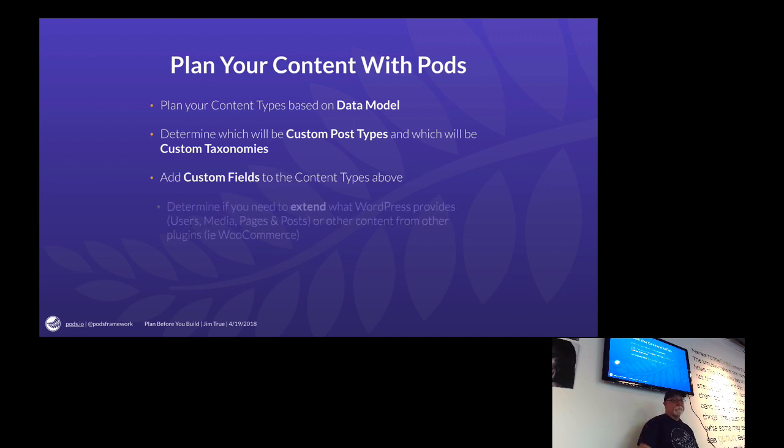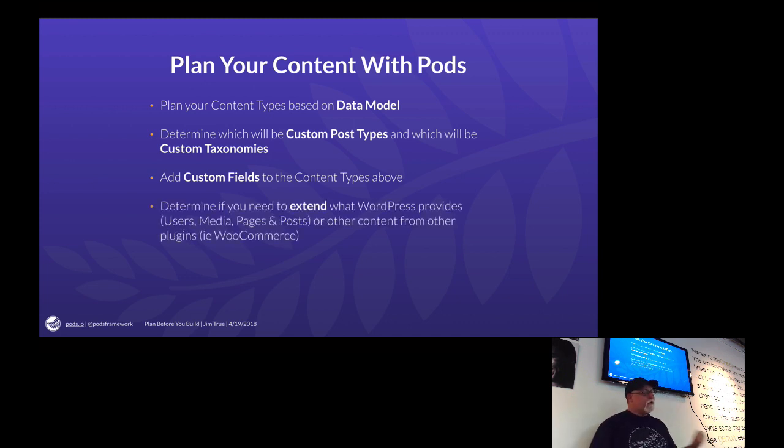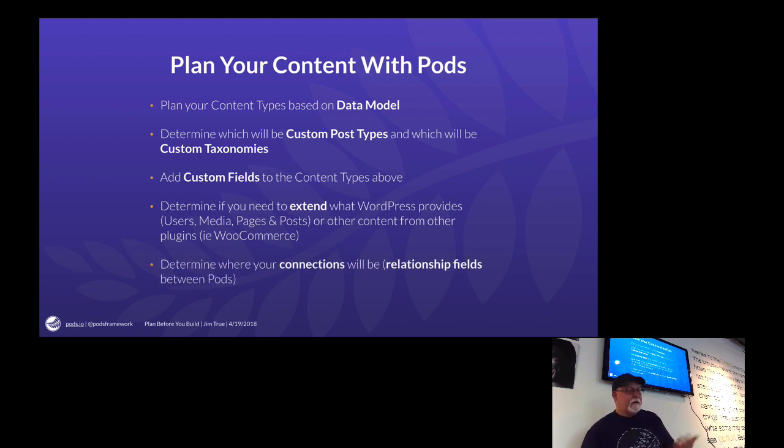It's pretty straightforward. Then you determine if you need to extend what WordPress provides. Do I need to make users more complicated or something of that nature? And then you determine where your connections will be, the relationship fields between your posts.